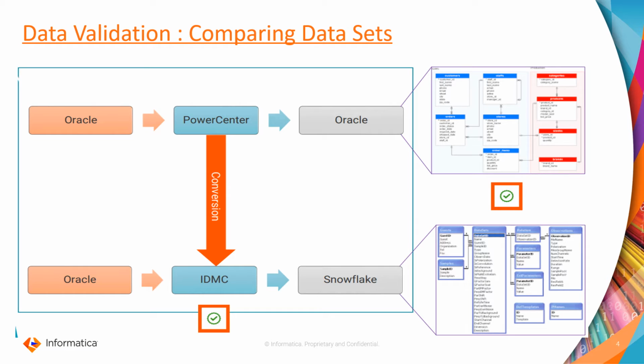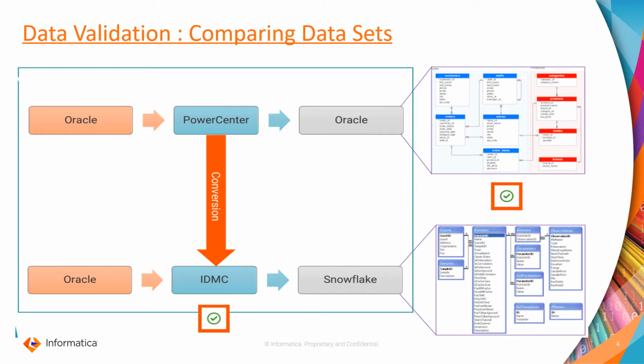So how would a typical modernization journey look? Using DVO, we have a Power Center setup where we have an Oracle source, then we do processing via Power Center, and the target is also Oracle. But in our modernization journey, we have a source as Oracle, and we have moved our processing to IDMC, as well as our target system has also moved from Oracle to Snowflake.